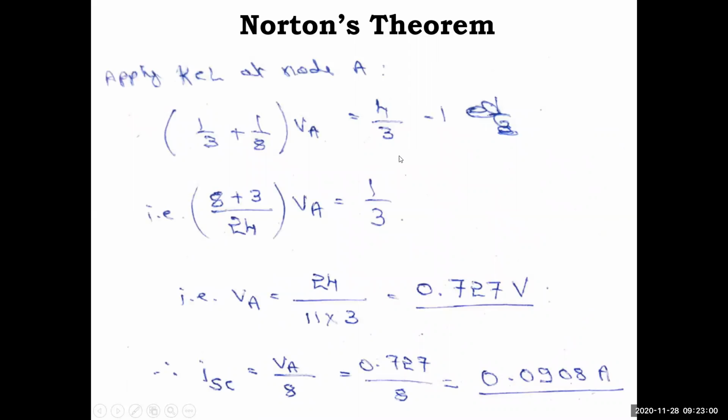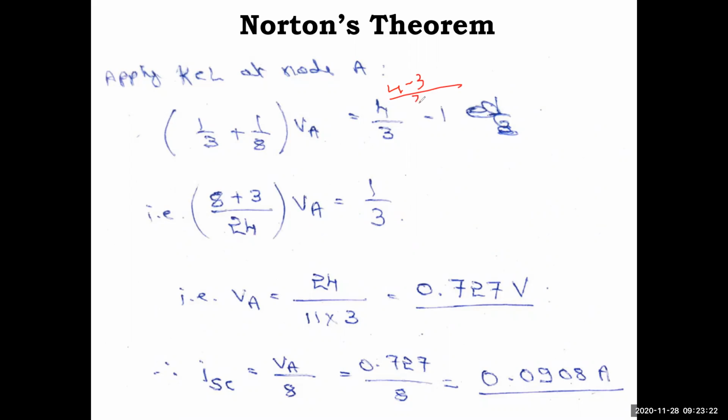Okay. So that is what I have shown you straight away. It is grouped now. VA terms are grouped here. Next step. So 1 by 3 plus 1 by 8 VA, 4 by 3 minus 1. So here it is 8 plus 3 by 24 VA equal to here 4 minus 3 by 3, which is 1 by 3. You can show that in this step also. 4 minus 3 by 3.